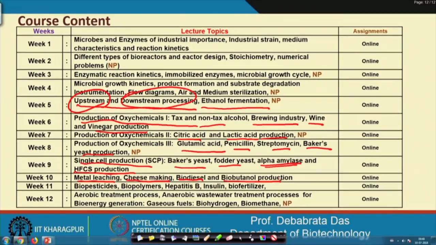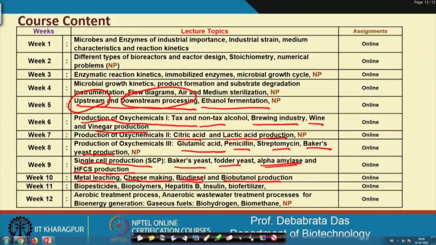Nowadays we know that we are using fossil fuel to meet our energy demand, but fossil fuel has a limited reserve. It will be exhausted very soon. So all the countries are seriously considering different renewable energy sources, and we find that biodiesel and bioethanol play a very important role.